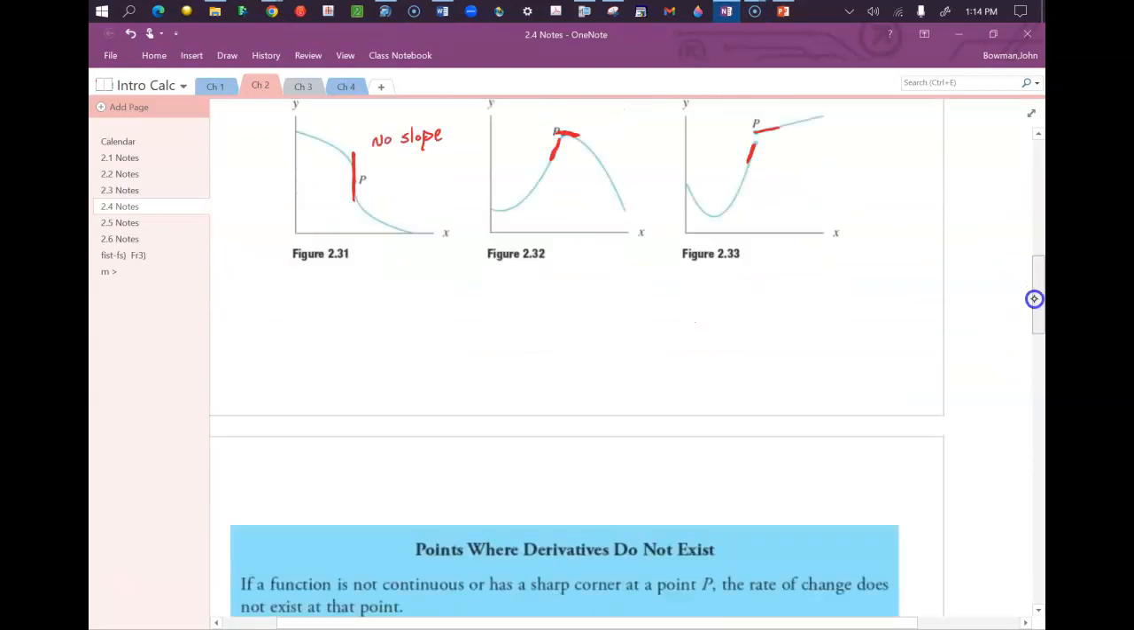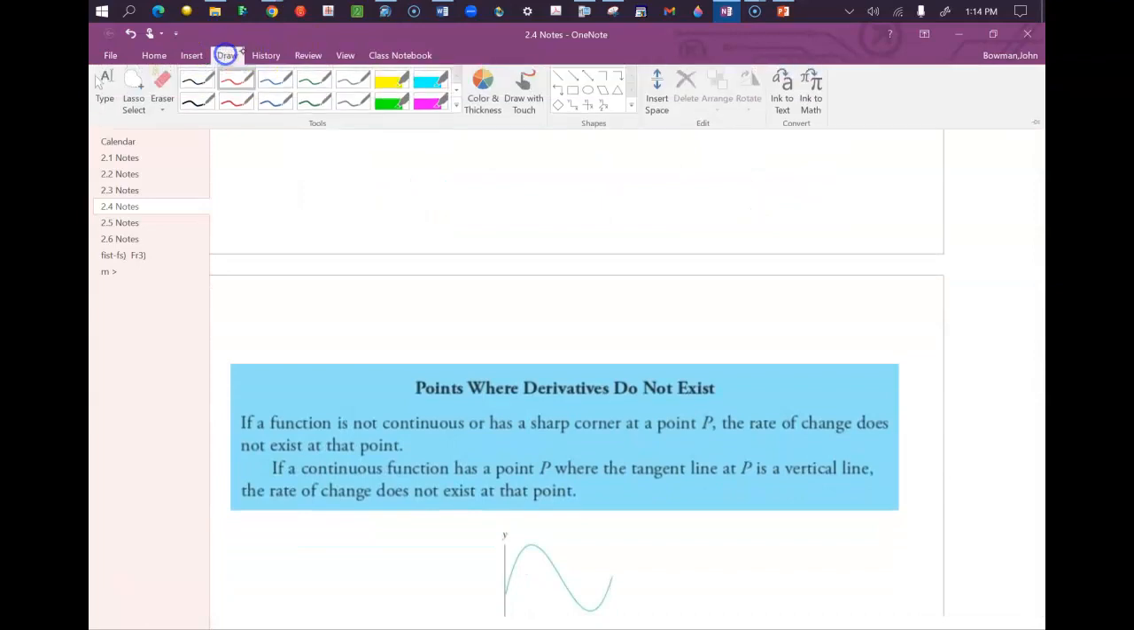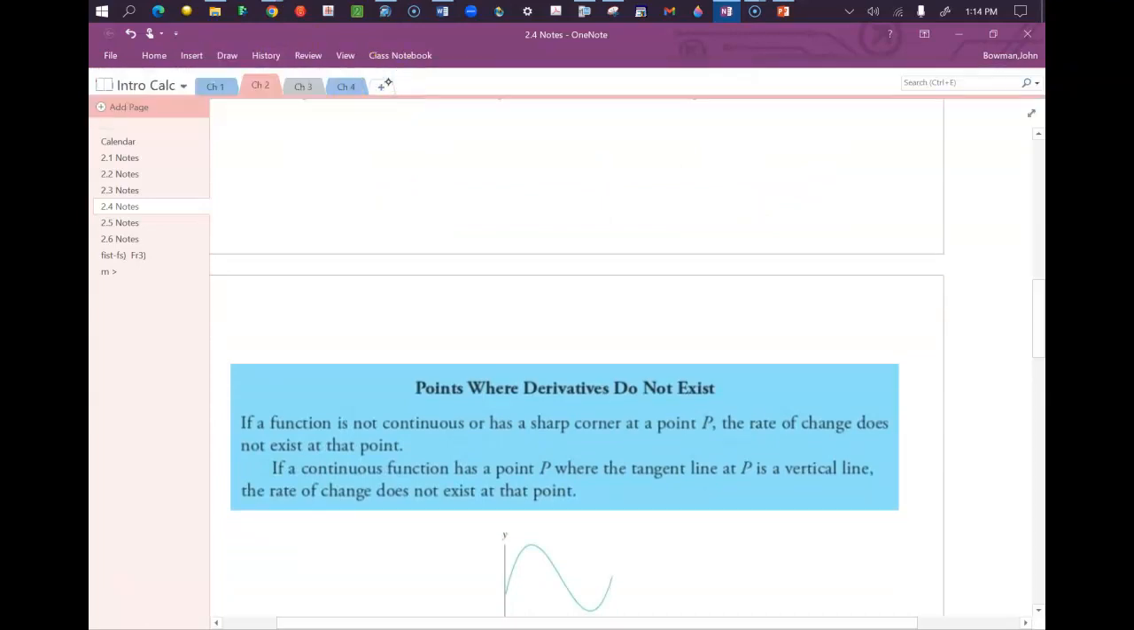So this next page talks about points where derivatives do not exist, and I'd like to highlight a few things. If a function is not continuous or has a sharp corner at a point, the rate of change does not exist at that point. The rate of change, the derivative, aka the derivative.